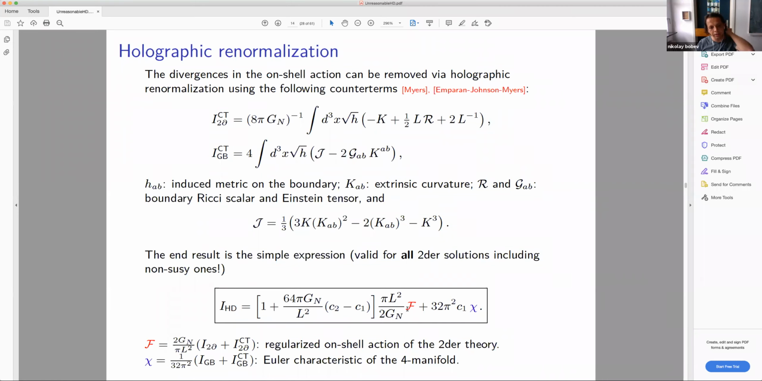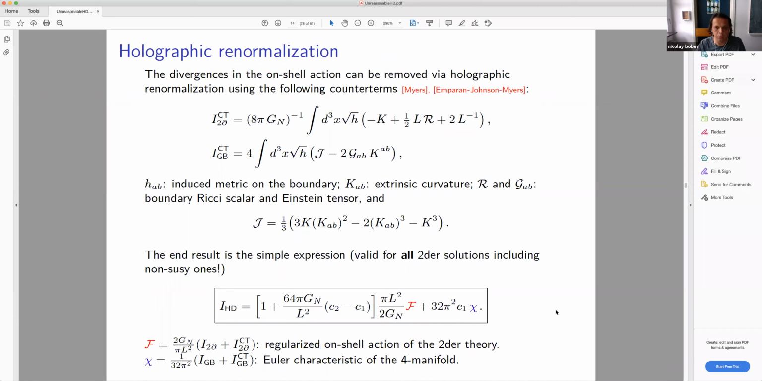The pieces in red, so this F, curly F in red, is simply the regularized on-shell action of the original Einstein-Maxwell theory. So this is the thing that many people have been computing since holography was found. And chi is some kind of regularized or finite Euler characteristic of this non-compact four manifold. Okay? And so this is all there is. So it's a pretty nice compact formula, which allows you to compute these on-shell actions.